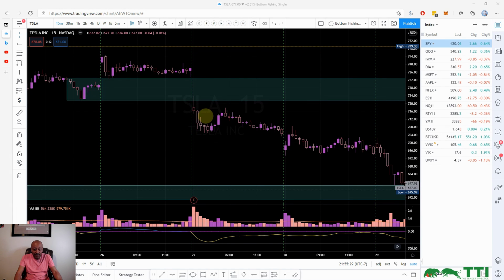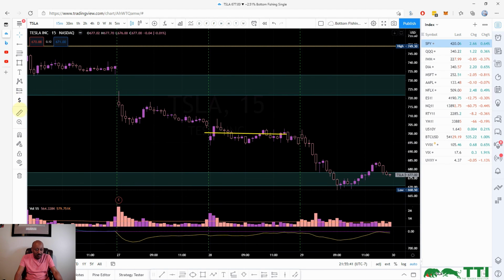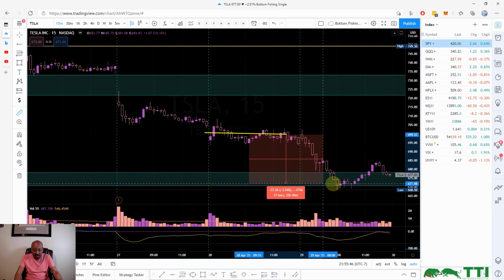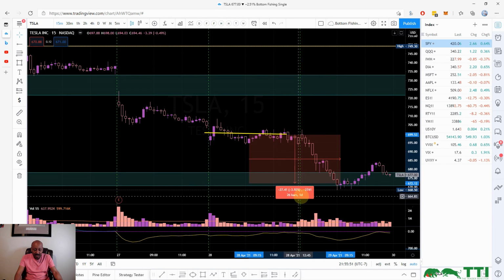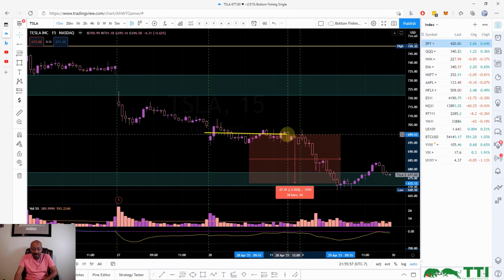So finishing up on Tesla, you can even say at the break of this, I'm entering. That next day gave you a break of that. And once you have that, price has moved significantly. From this break to these lows here, that's a very, very nice move, right? $27 move from 700 area to 670, right? That's a $27 move. That's a very nice move.